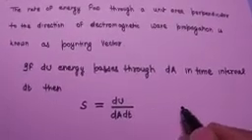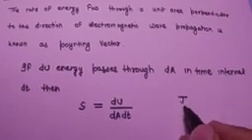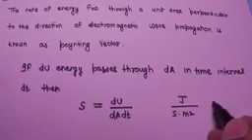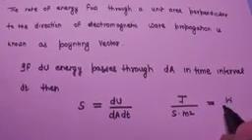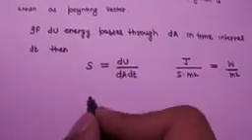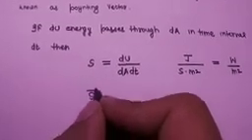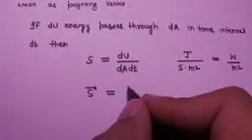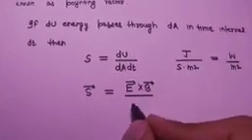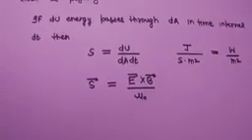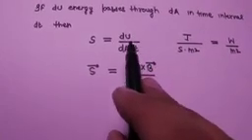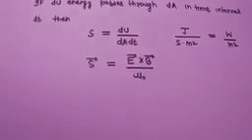That means the unit of Poynting vector is joule per second into meter square, which can be written as watt per meter square. Now Poynting vector is generally represented as S vector is equal to E vector cross B vector upon mu naught. We can derive this expression for Poynting vector from the basic definition of Poynting vector.